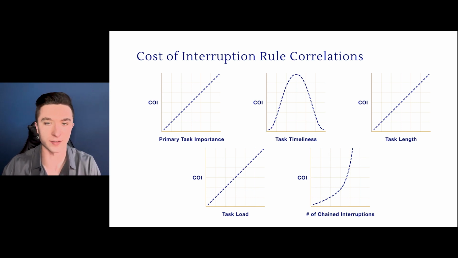As primary task execution approaches the middle of the process, the risk for error should this task be interrupted will increase. However, the risk, and therefore the cost of interruption, is smaller at the beginning and at the end of primary task execution, resulting in this bell that we see. And like primary task importance, the rule of interruption length suggests a straight-up positive relationship between primary task pause time and the cost of interruption.